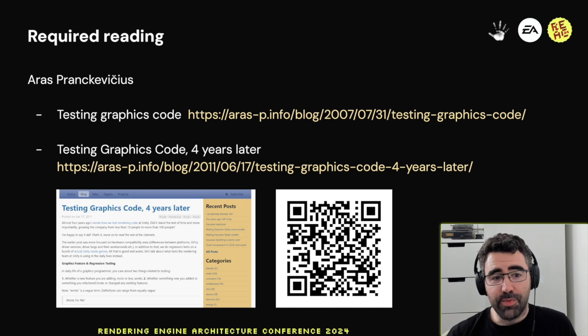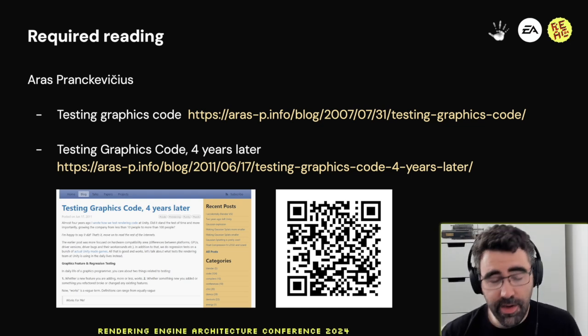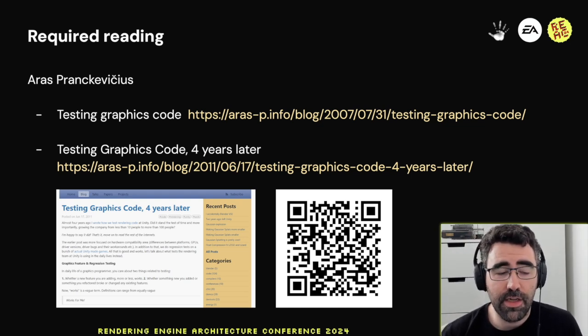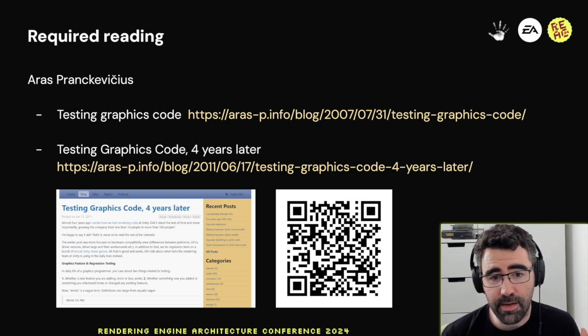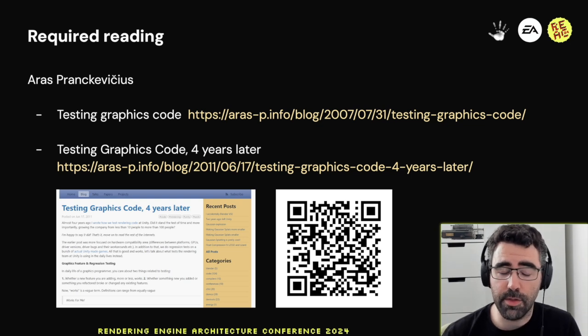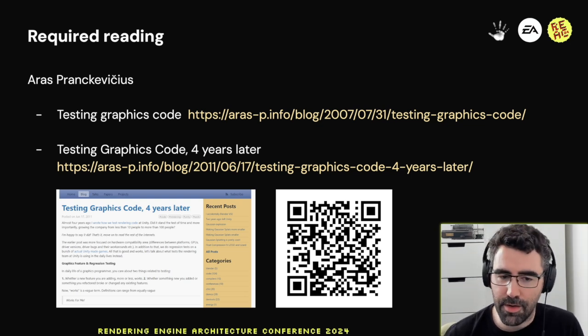All right, so some required reading. There's been a few people that have been talking about testing rendering code for a number of years. One of them has been Aras Praskavicius. He used to be at Unity, and he wrote a bunch of blog posts on how they tested their rendering engine years ago. These two are really good. Our system, when I joined Frostbite, seemed to be heavily inspired by these blog posts. Can't claim that they were, but you could see a lot of similarities. So yeah, this one's definitely a foundational piece for us, I would say.